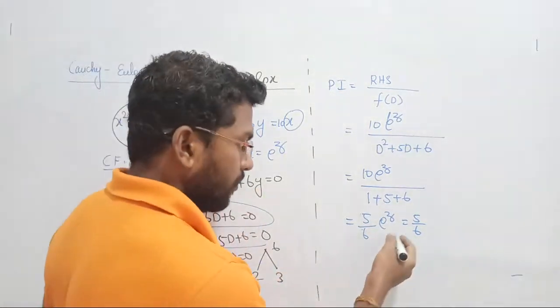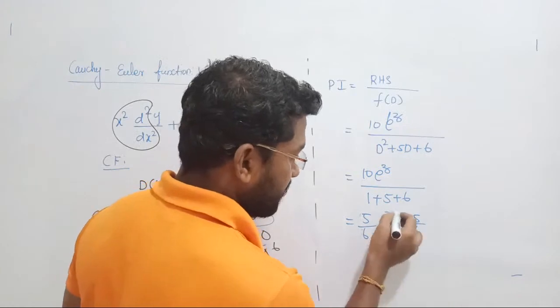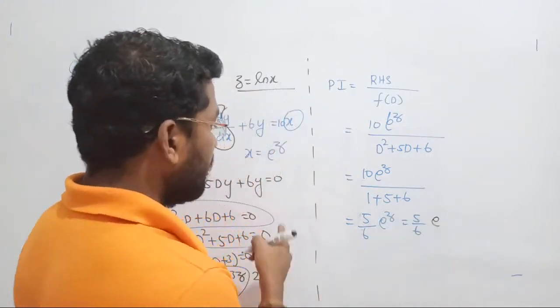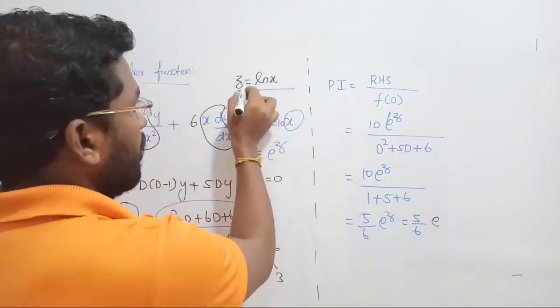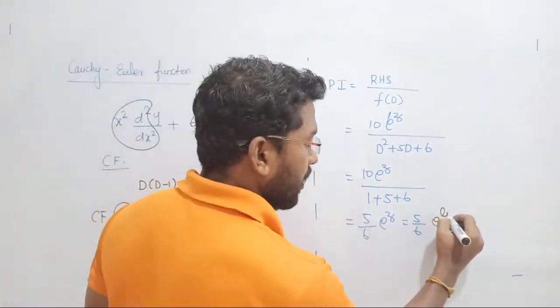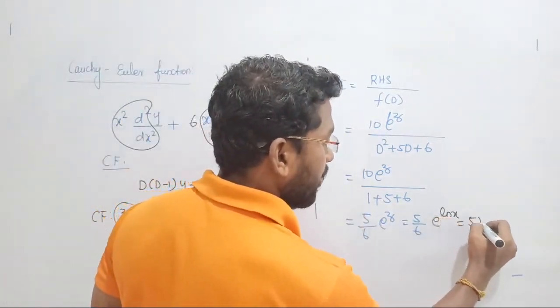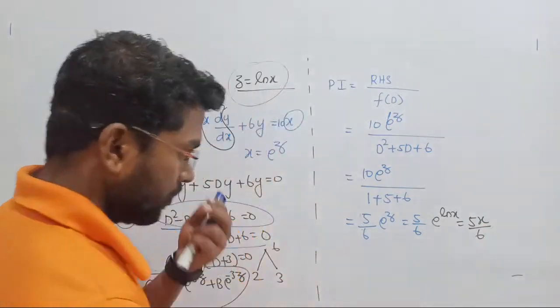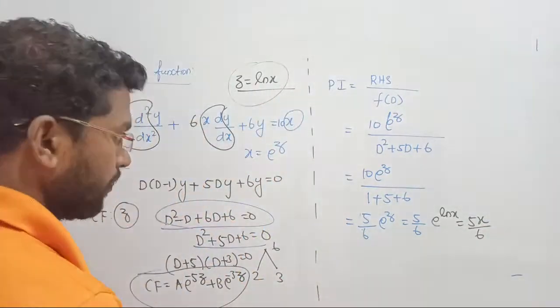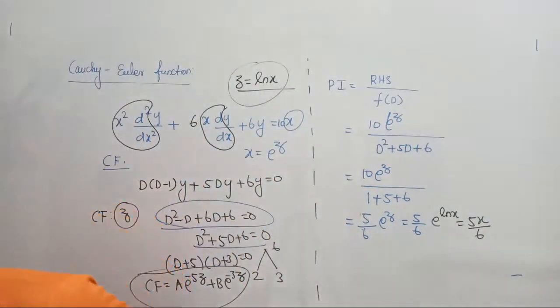Fine. So let me try. That is going to be 5 by 6 e power z. Anyway, e power z will be replaced by what? ln x. Now if you put ln x in place of z, you are going to get 5 times x upon 6 only. That is the answer, right? At the same time, let me write the complementary function.